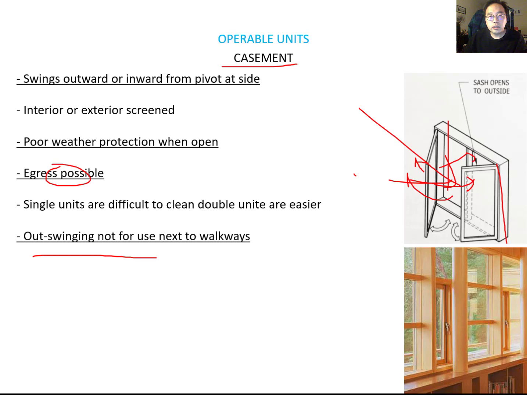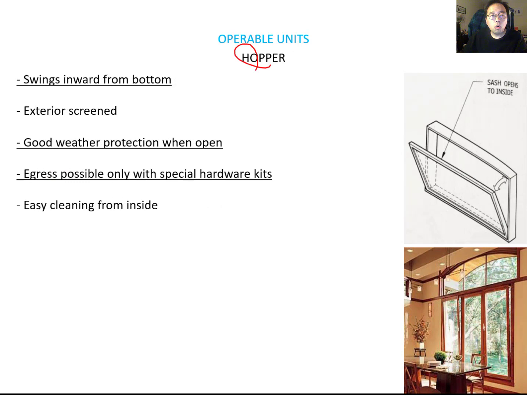The next one is hopper. The hopper has hinges inside. It opens inside. You can see, this is not open outside, it's open inside. So this is good weather protection when it is open, because it opens to the inside. Egress is possible only with a special hardware kit. It's hard to get out of the place. This has to be detached from the opening, and then using the hardware kit, people can get out of this opening and escape from this location when there is an emergency.